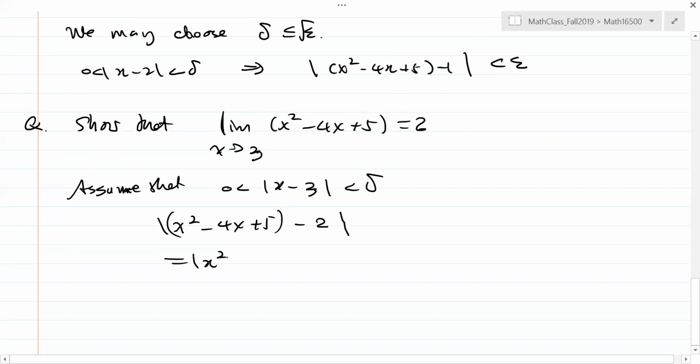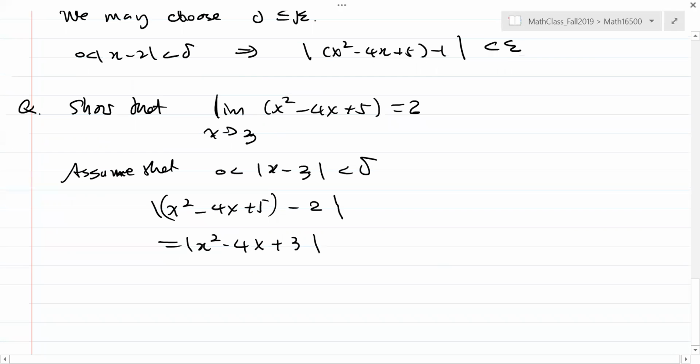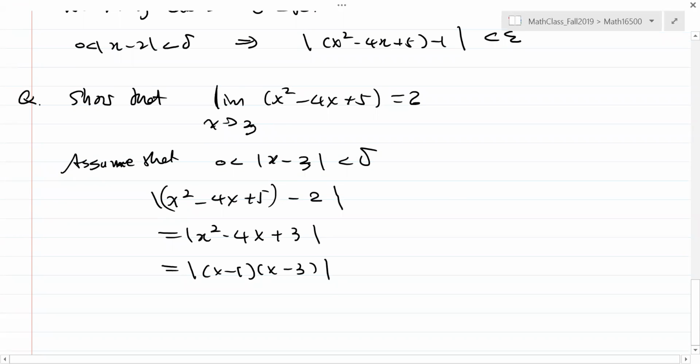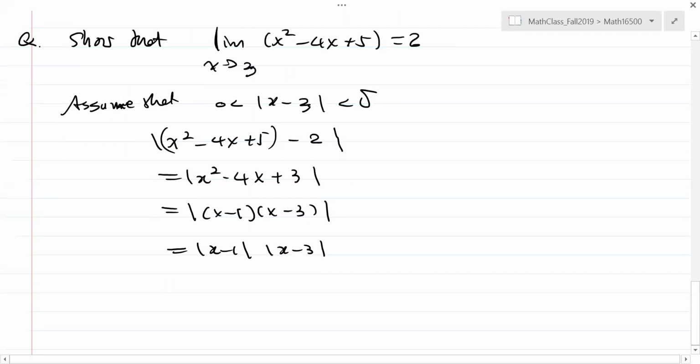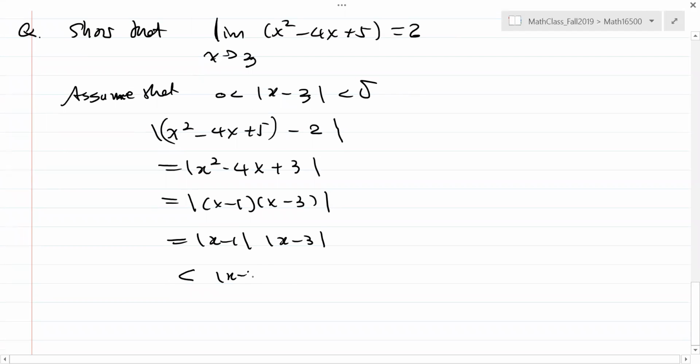So what you get is x squared minus 4x plus 3. Then factored, you get x minus 1 times x minus 3. So it's different from the above example, which was just x minus 3 squared. Here it is x minus 1 times x minus 3. I know absolute value of x minus 3 is less than delta. But how about x minus 1? I don't like this term.